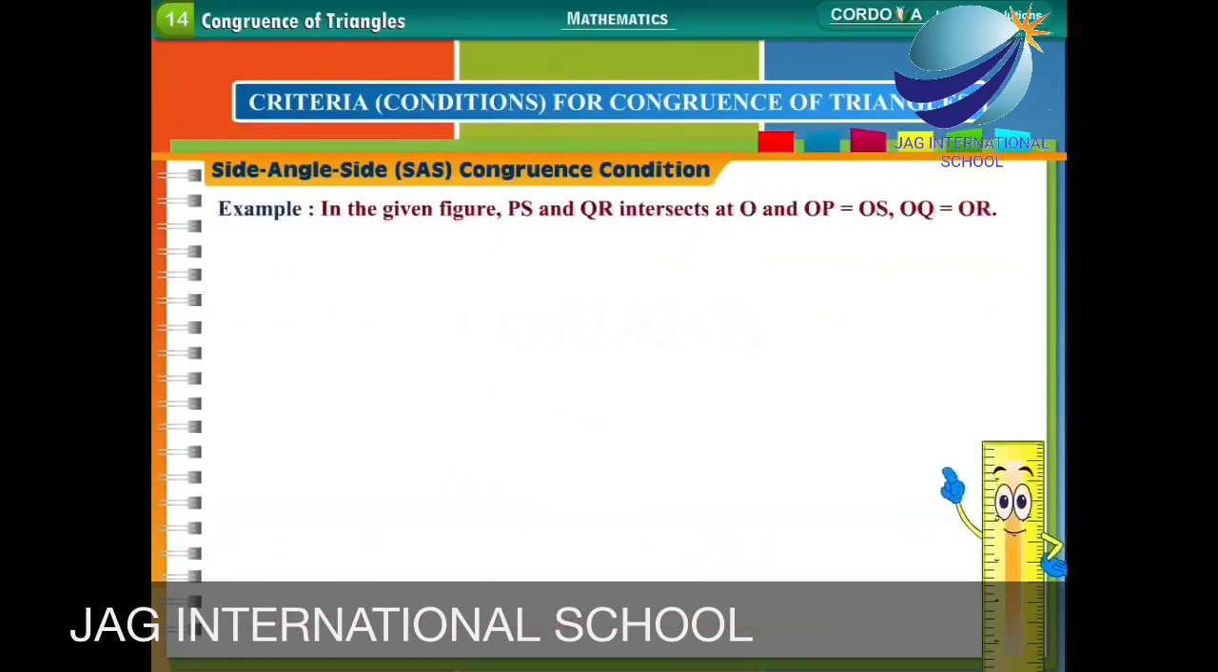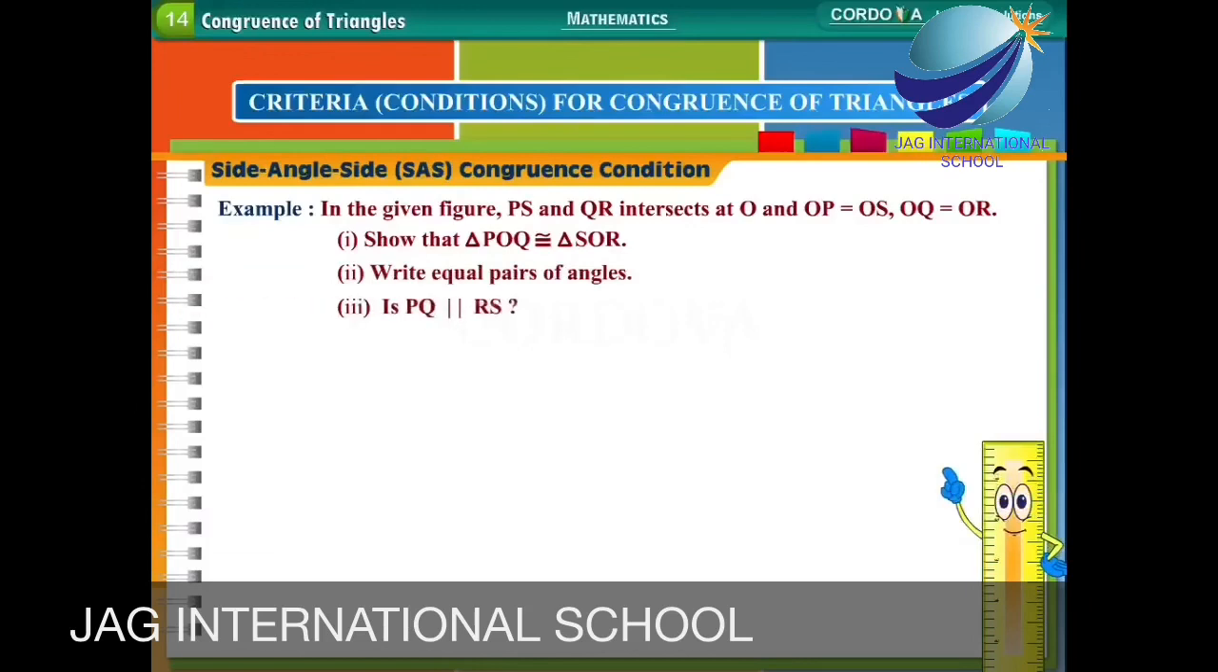Example: in the given figure, PS and QR intersect at O, and OP is equal to OS. OQ is equal to OR. Show that triangle POQ is congruent to triangle SOR. Write equal pairs of angles. Is PQ parallel to RS?